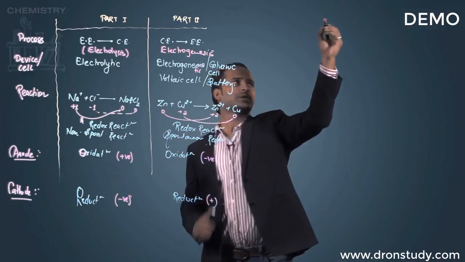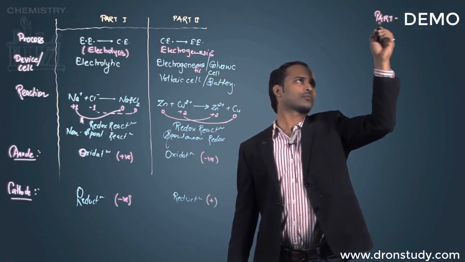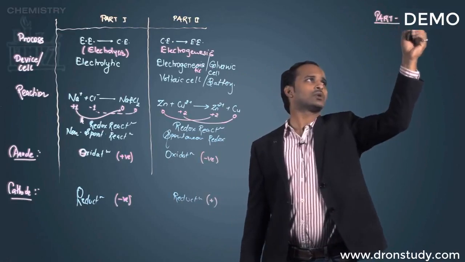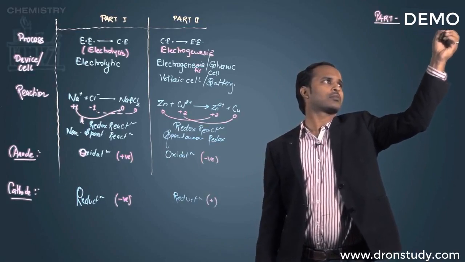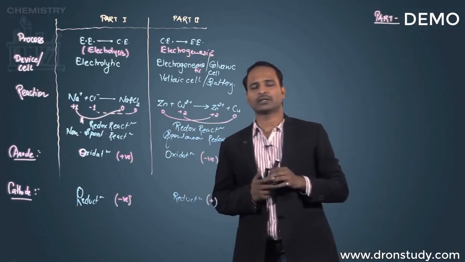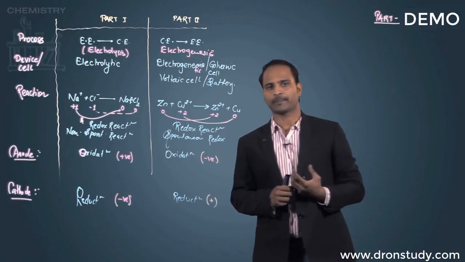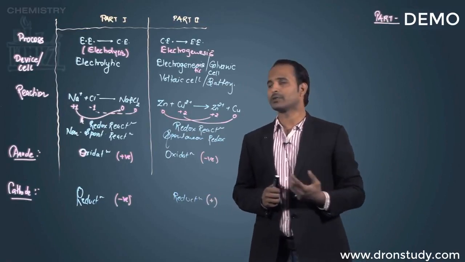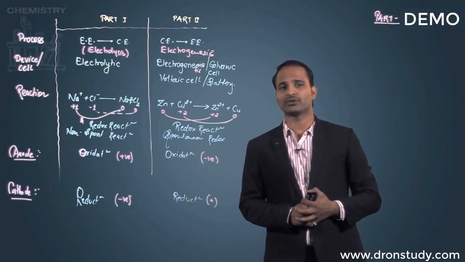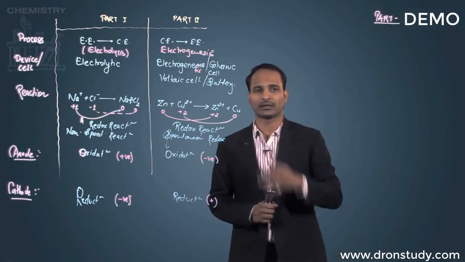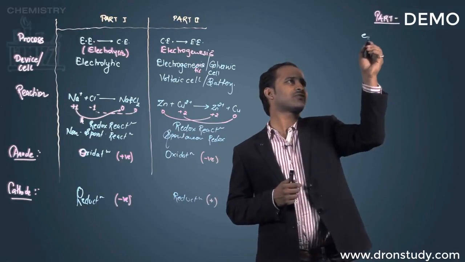Okay, now let's start with the first part, that is electrolysis. Now in this electrolysis, what things are required? Here, the first thing: I am doing electrolysis, which means I am converting electrical energy into chemical energy, and for this the cell which I am going to use is called an electrolytic cell. Here I am considering the example, the electrolysis of NaCl.